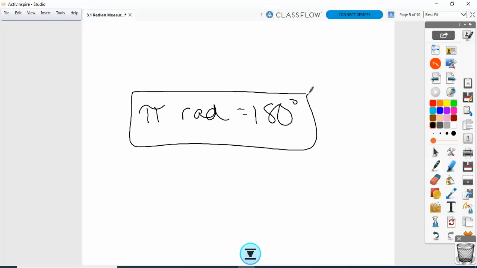So first thing I want to do is just practice converting back and forth between the two. Remember, from now on, if you don't put units, what am I assuming you are talking about? Radians. So if you are talking about degrees, put a degree symbol.